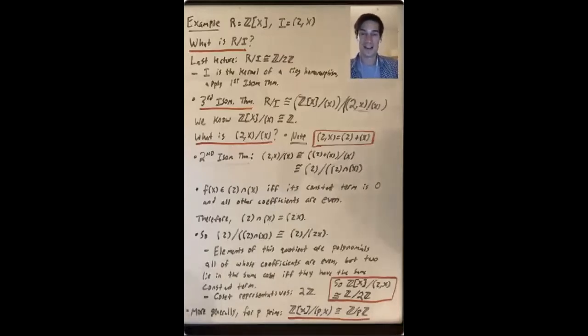All right, so I'll pause and erase, and then we'll do one other type of example. We'll see an ideal in a ring that is not finitely generated.